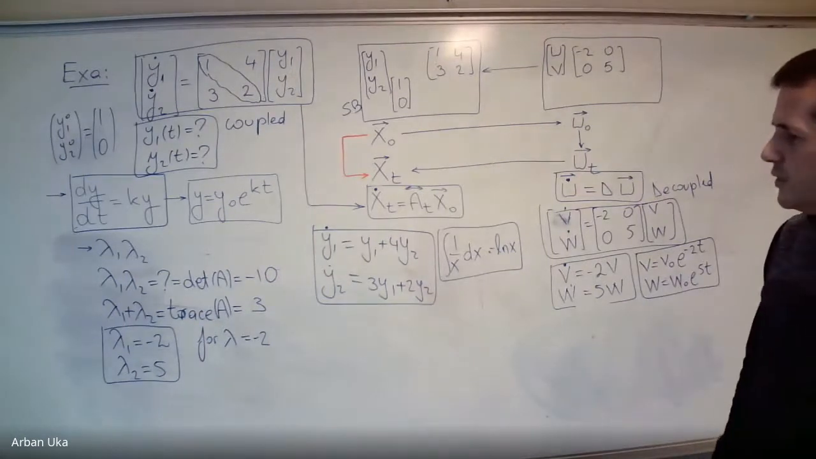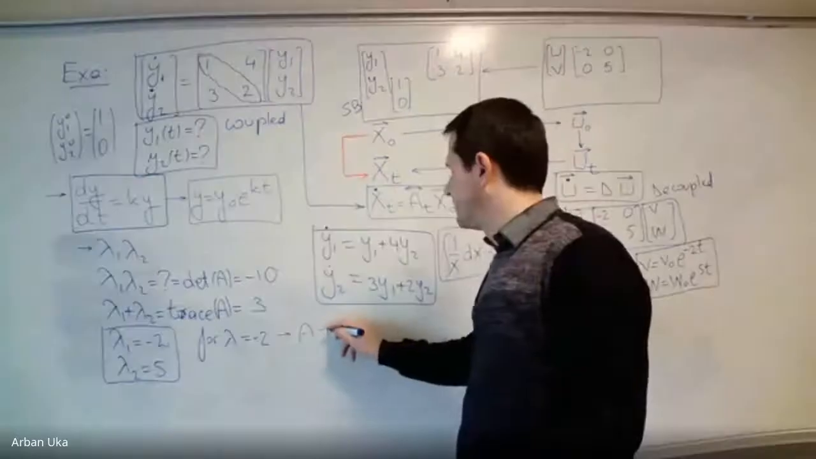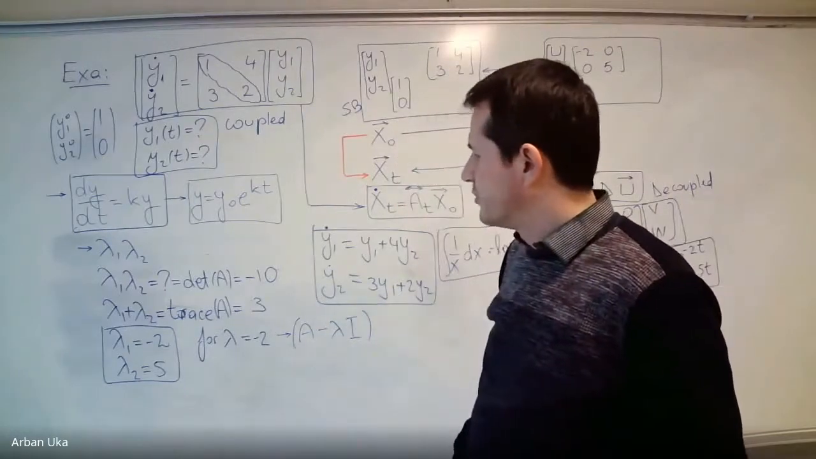Are we good? Yes. Professor, why did you go for lambda 1 minus 2 and lambda 2 5? Because there are many combinations. No, there are not many, only two. It's impossible to be many.